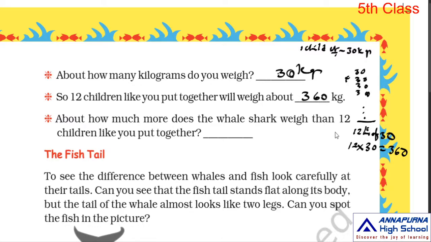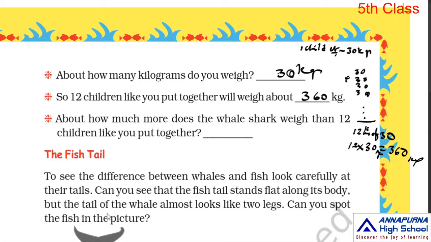Or you can write it as one child's weight is 30 kgs and 12 children's weight is how much? So like that we can calculate it. 12 30s are 360 kgs. Here, third one: about how much more does the whale shark weigh than 12 children like you put together? Here it shows subtraction.